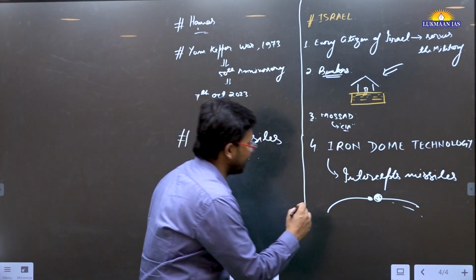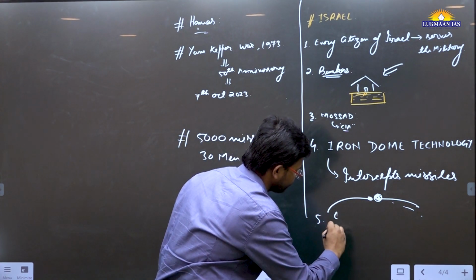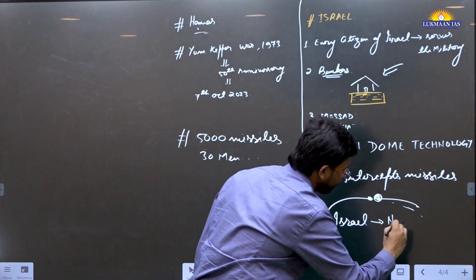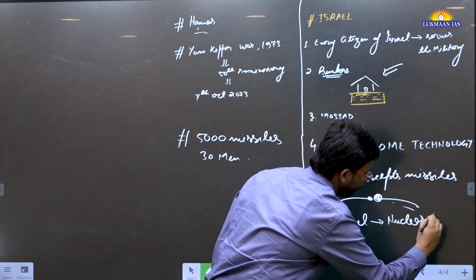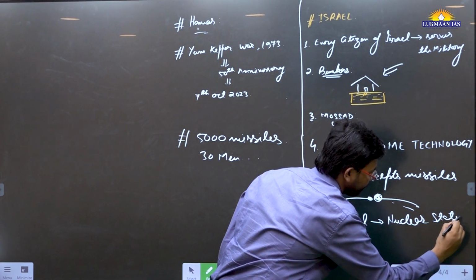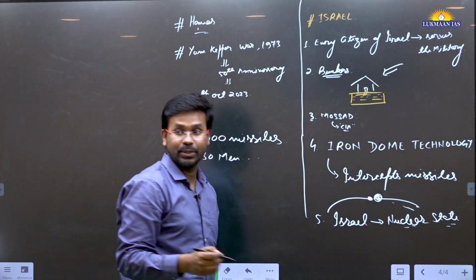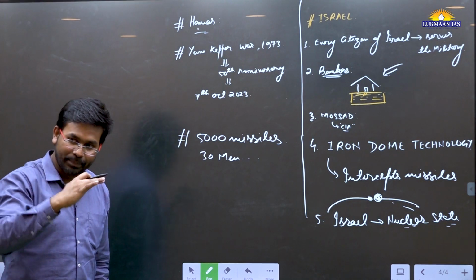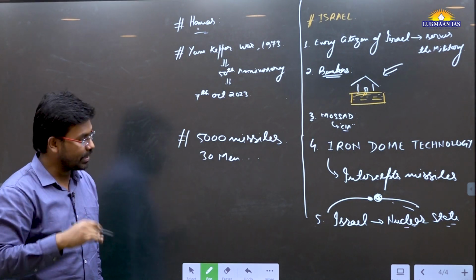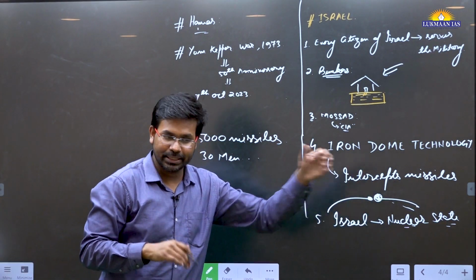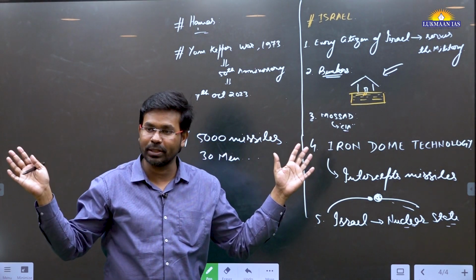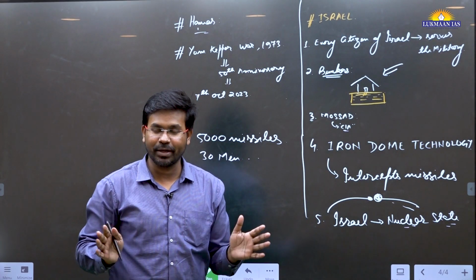Israel is a nuclear state. It has nuclear weapons. That's the thing. India is a nuclear state. Pakistan is a nuclear state. But the question arises, if it is a nuclear state, can it launch a nuclear weapon in the Gaza Strip and destroy all the civilians, everyone?